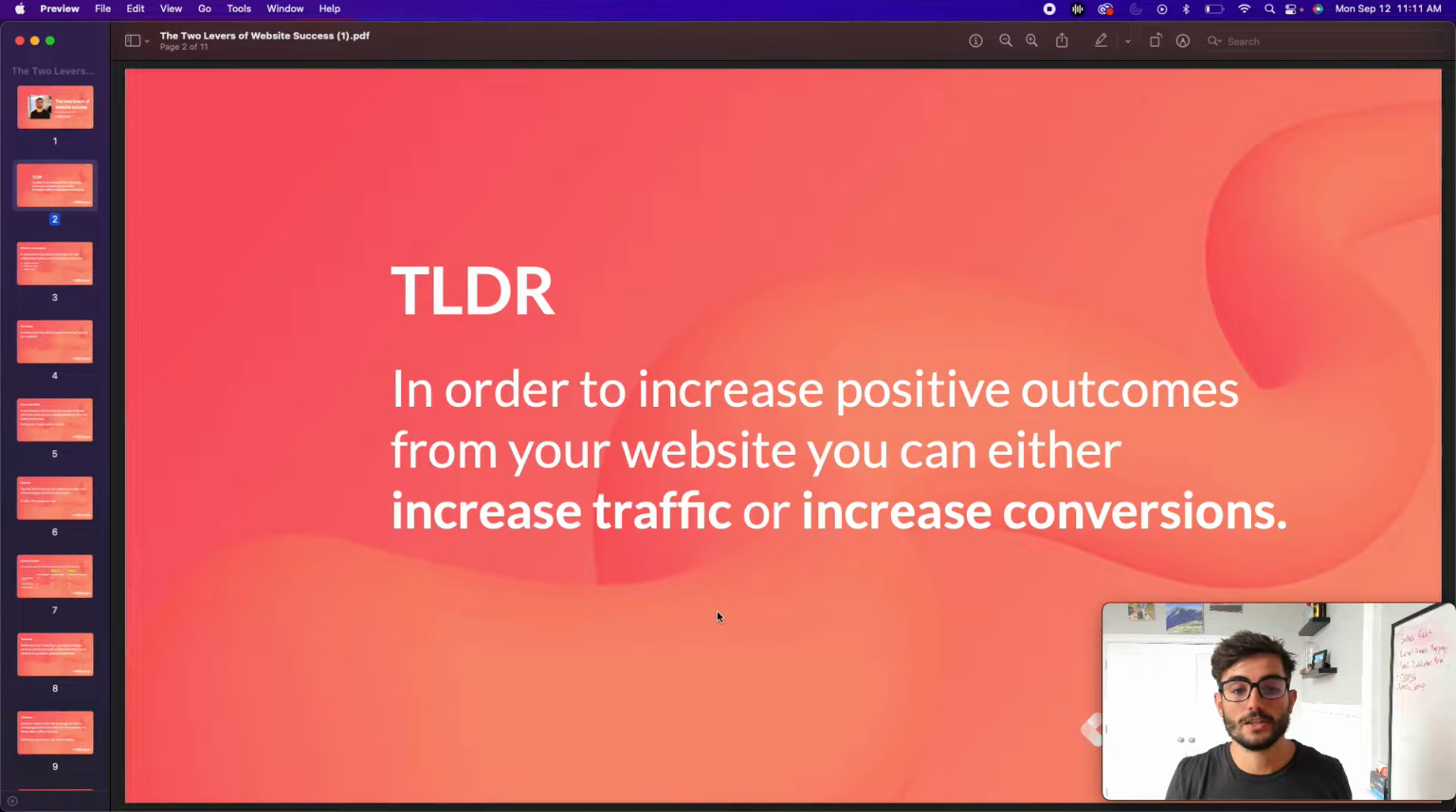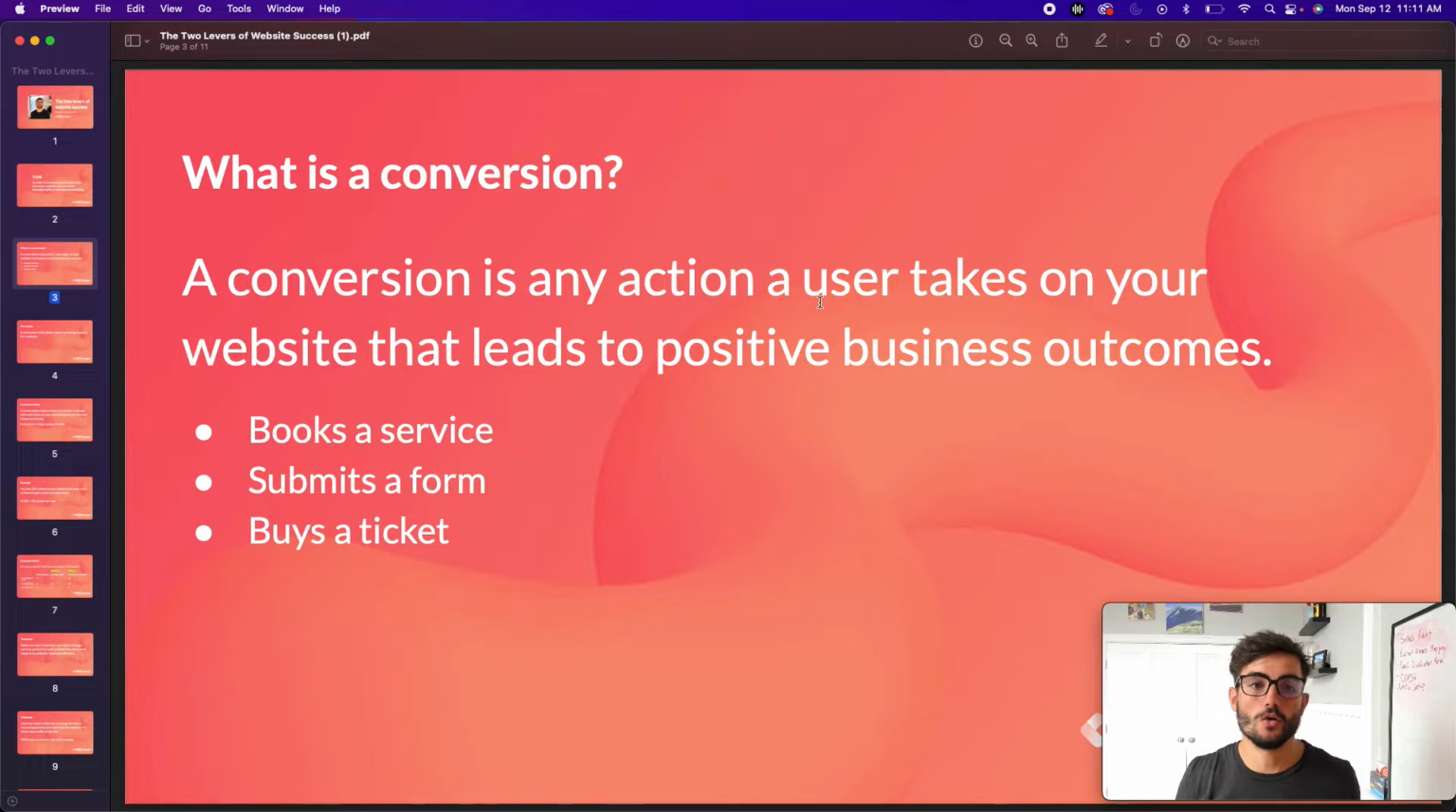So if we're going to talk about this, you know what traffic is, it's the visits to your site. Conversions is something worth reviewing. A conversion is any action a user takes on your website that leads to positive business outcomes. For example, if you are a hair salon, booking a service online, or a mechanic, booking a service online is a conversion because it leads to a positive business outcome for you, more revenue, from that service. If you're a web designer, a lead form, any user who submits a form, it creates an opportunity for us. That's a positive business outcome.